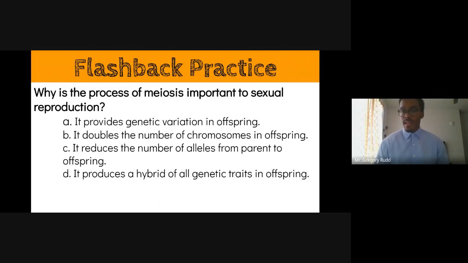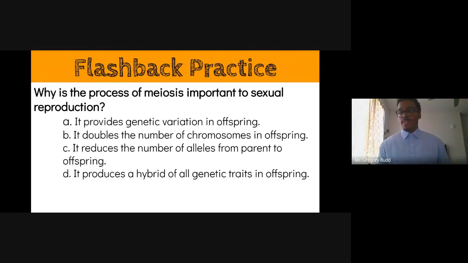Good, Shipes. Good, Nick. Good, Jessica. Excellent job. Good, Delia. So yes, this process is important to sexual reproduction because it allows for genetic variation. If you think back to meiosis, meiosis is what produces sperm and egg cells. Every sperm and every egg cell is genetically unique. None of them are similar. They all differ in slight ways, sometimes in major ways.